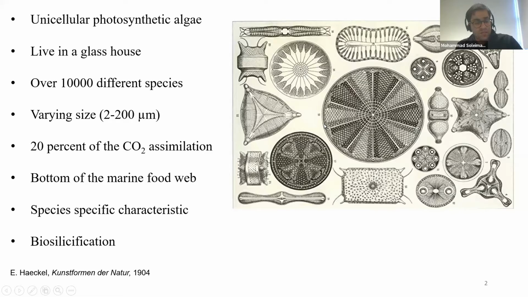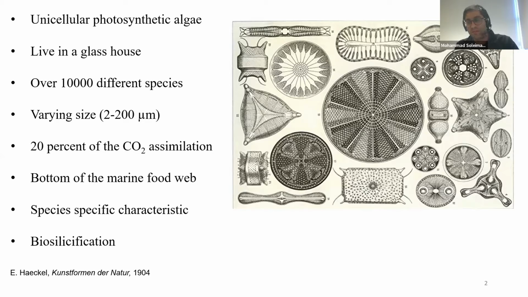Regarding the size of diatom, most of them are between 2 to 200 micrometer in diameter and length. Some of them are in the range of millimeter, but most of them are between 2 to 200 micrometer. They are responsible for carbon fixation.